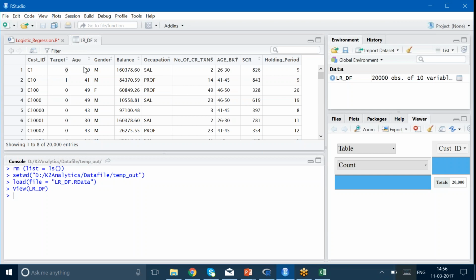Gender. Males are more likely to take loans compared to females. These kind of statements are hypotheses. Balance. Customers having low balance in the account are more likely to need a personal loan compared to those who have high balance in the account.